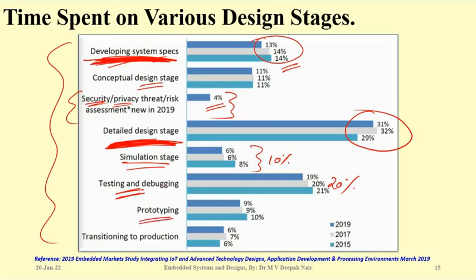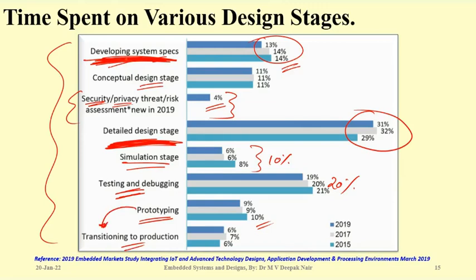Of course, last, prototyping, making a model. It is not the product. Prototype means just a model which is almost fully functional. So it takes only 10 hours almost. Then of course, transitioning to product. That means prototype to product will take only 6 hours or 6% of time.